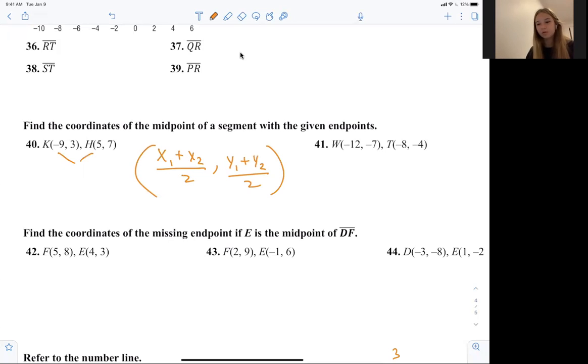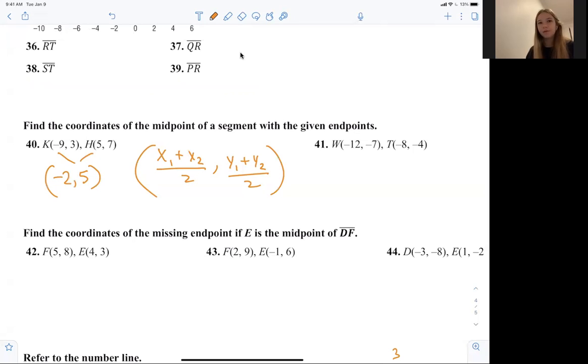No, that's the midpoint. The distance formula is, I think, the next couple down. All right, so let's just make sure. -9 plus 5 is -4. -4 divided by 2 is -2. 3 plus 7 is 10. Divided by 2 is 5. That's the answer. That's how easy. All right, you happy with that?